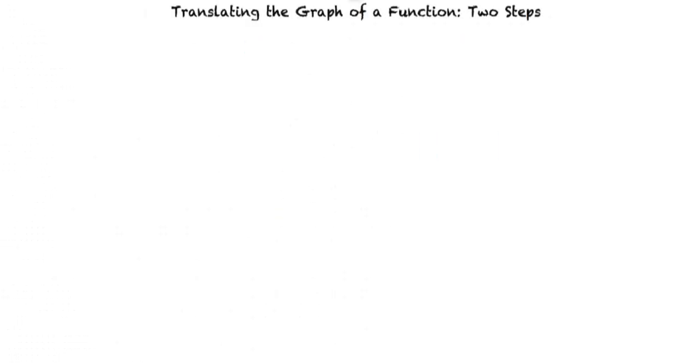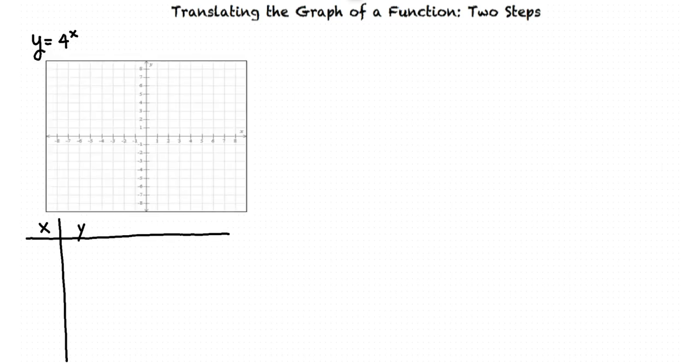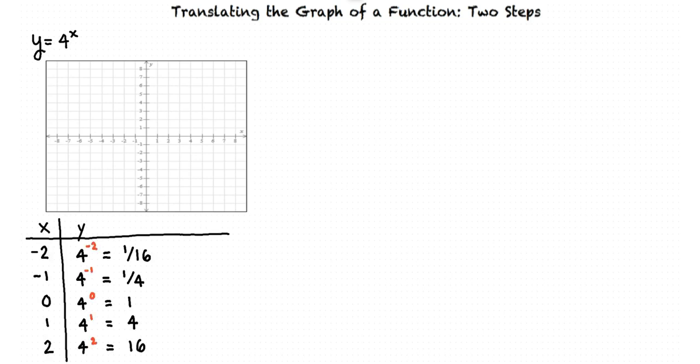We can solve this problem outside of ALEKS as well. First, we will graph the original equation without the transformations, y equals 4 to the power of x. We can do this by making a table and plugging in possible values for x and recording the values we get for y. Let's do this for the x values of -2, -1, 0, 1, and 2. When we plug in these values for x, we get the values 1/16, 1/4, 1, 4, and 16 for the corresponding y values.